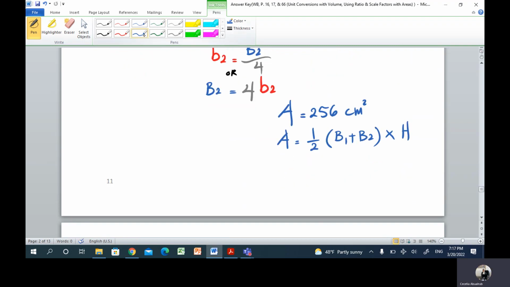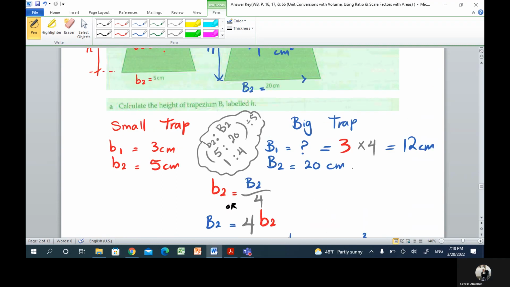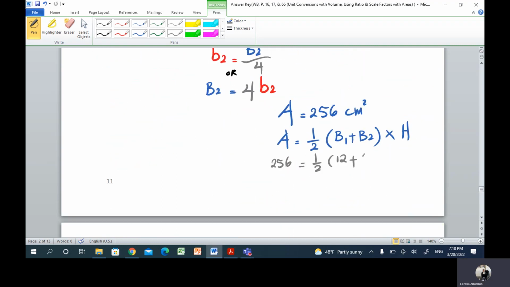So let's substitute here now. We can replace that 256. So area is equal to 256 equals half. B1 is equal to what? If we go up, B1 is equal to 12. So it's 12 plus the parallel base, which is equal to 20. So B2 is 20, times the height, the vertical distance between base 1 and base 2, between the side of length 12 and the side of length 20.